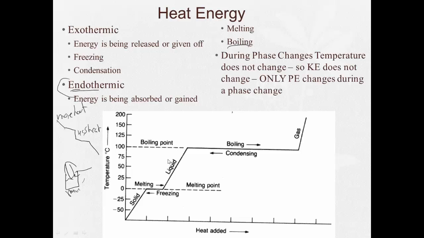Okay, so during phase changes, temperature does not change. Now, since temperature is the measure of kinetic energy, that means during a phase change, kinetic energy does not change. However, potential energy does. So let's say this is water, because water has a melting point of 0 degrees Celsius and a boiling point of 100 degrees Celsius. As we're adding heat, the temperature is rising, and the kinetic energy is also increasing, because kinetic energy and temperature are more or less the same. Remember, temperature is the measure of the average kinetic energy. Now here, while it's melting, the kinetic energy is not changing because the temperature is not changing.